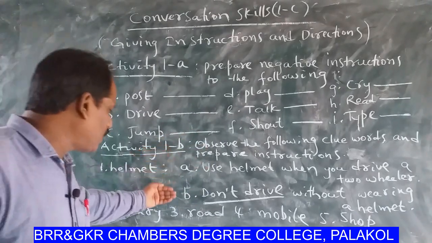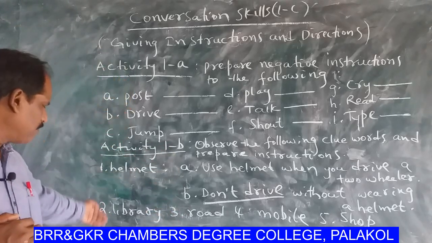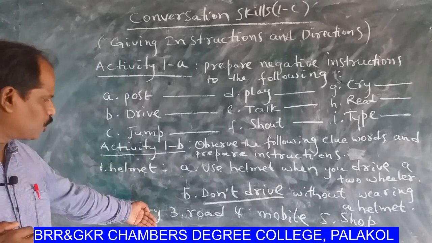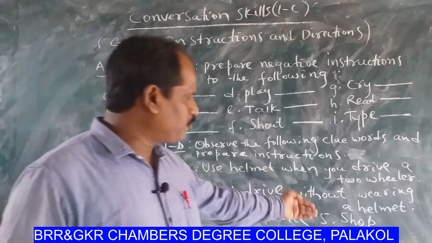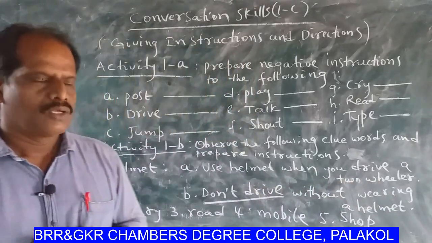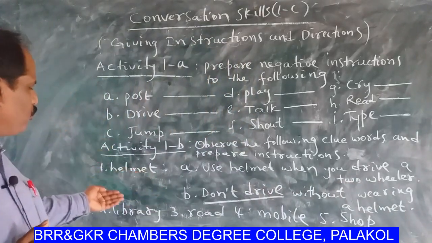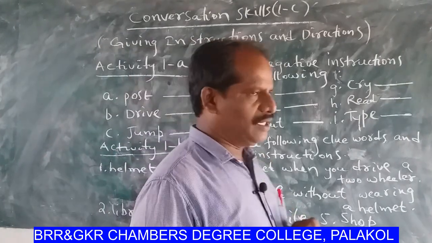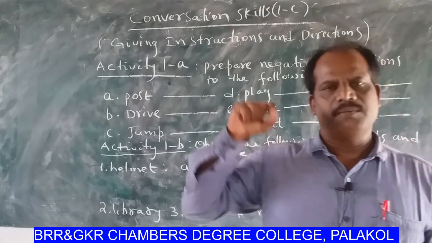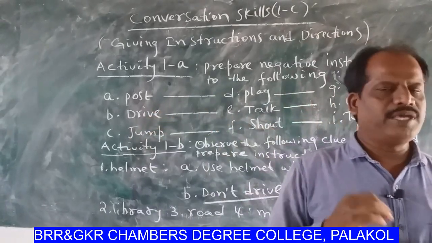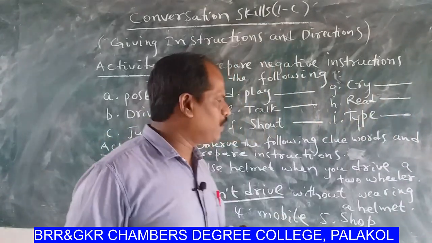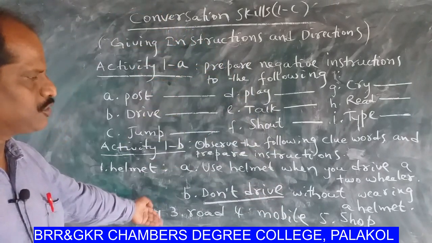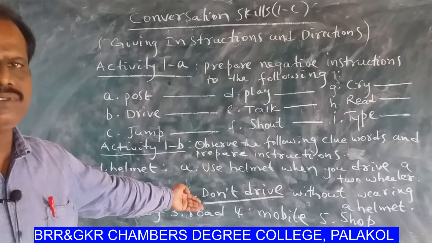So in this way we can do this exercise. Now here, second one is library, third one is road, fourth one is mobile, fifth one is shop. With these remaining four words you can write sentence A and sentence B. Sentence A should be positive, sentence B should be negative. So you can write down this exercise so that we can examine it later.